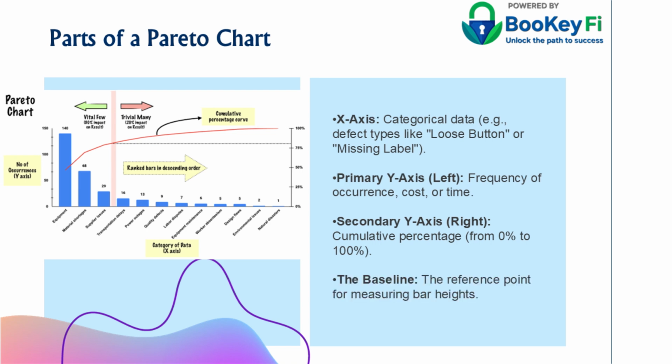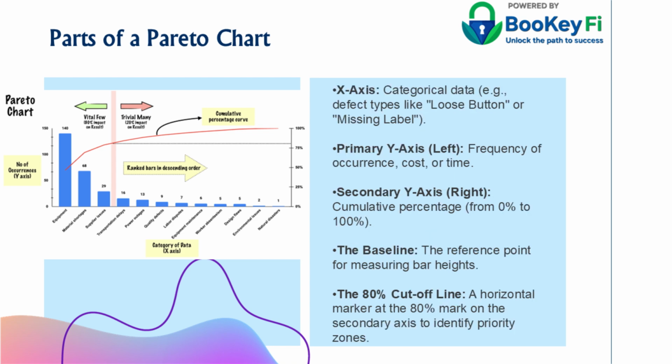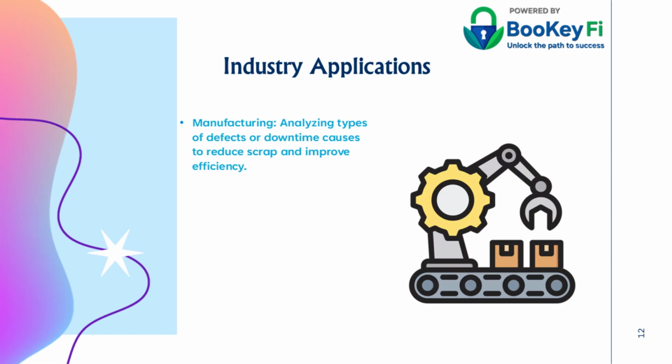The baseline at the bottom serves as the reference point for all bar heights, ensuring the data is easy to compare. Finally, we look for the 80% cutoff line. This is a horizontal marker that helps you instantly identify your priority zones. Any bars to the left of where the cumulative line crosses this 80% mark are your vital few that require immediate attention. The Pareto chart is incredibly versatile across different industries.